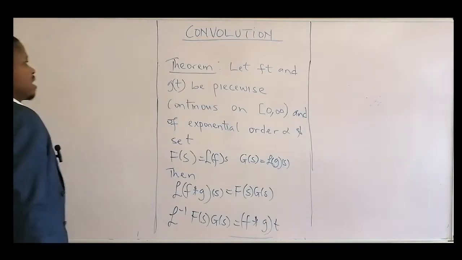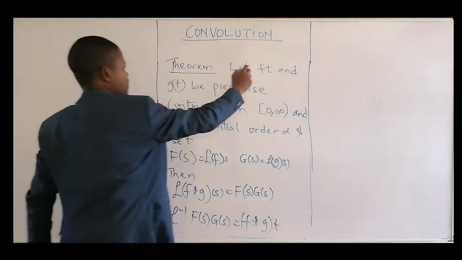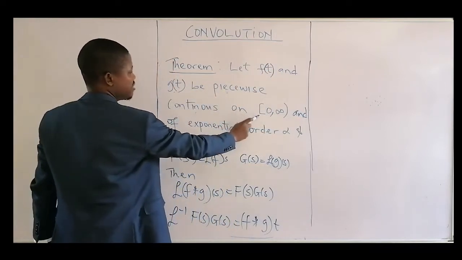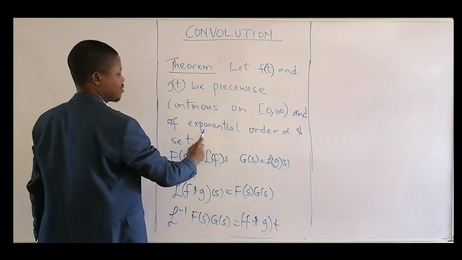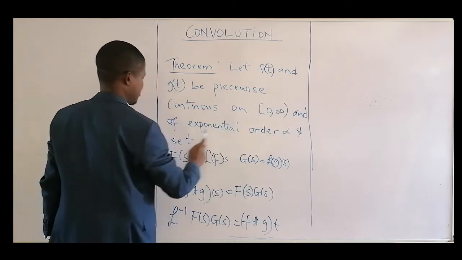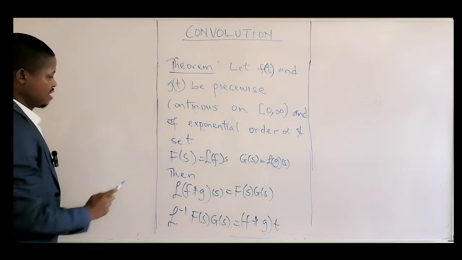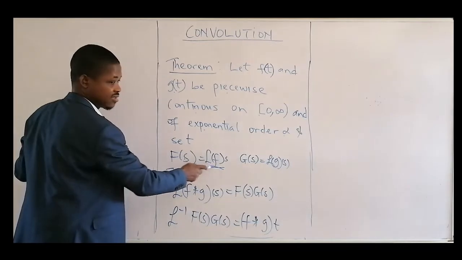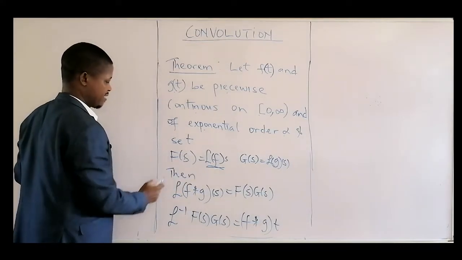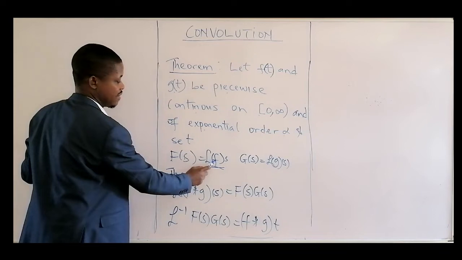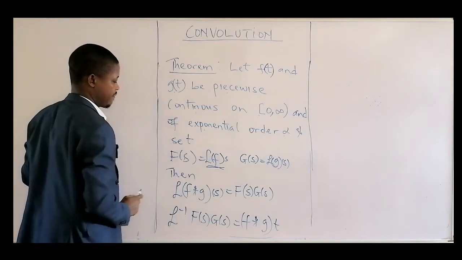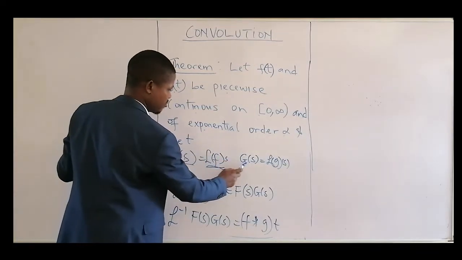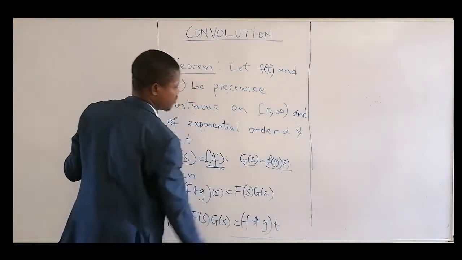Now we are looking at the theorem. Let f(t) and g(t) be piecewise continuous on this interval and of exponential order alpha. The Laplace symbol of f is written like this, the Laplace of f, which you can also write in this form, F(s), and the Laplace of g is G(s). This notation is equal to this.